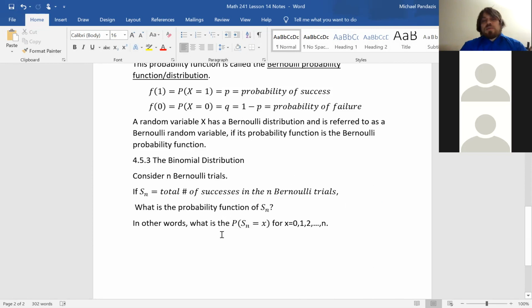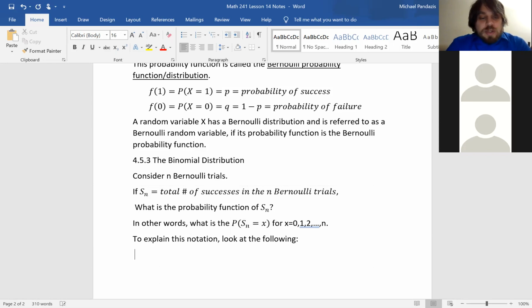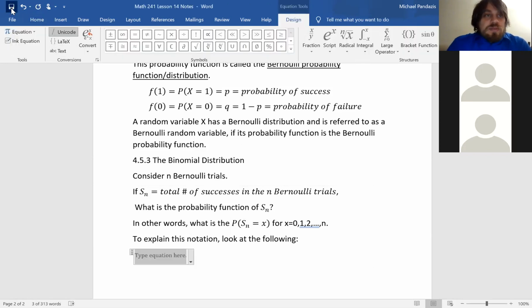Okay, so I'm asking the question, what is the probability that the number of successes in the n Bernoulli trials is 0? Or what is the probability the number of successes in n Bernoulli trials is 1? Or what is the probability that the number of successes in n Bernoulli trials is 2? Okay, so to explain this notation, look at the following. I'm not yet solving the problem, I'm just explaining what I'm asking.